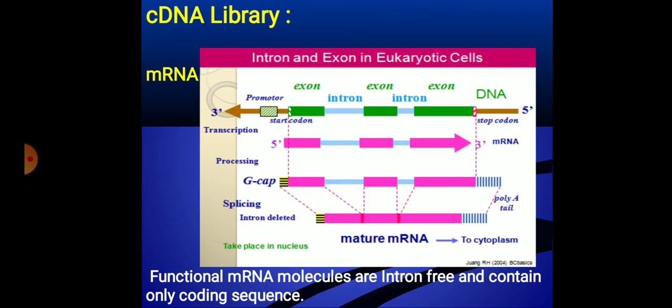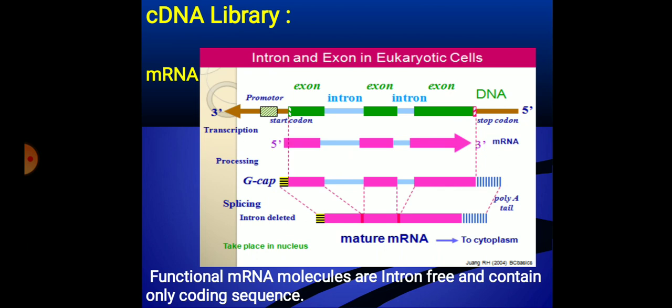mRNA that is synthesized on the DNA template usually contains non-coding sequences and coding sequences. The coding sequences, which code for polypeptide, are referred to as exons, and non-coding sequences are referred to as introns. The gene of a eukaryote is a split gene. Introns have to be removed after the transcription.